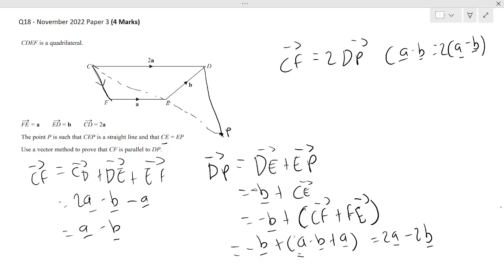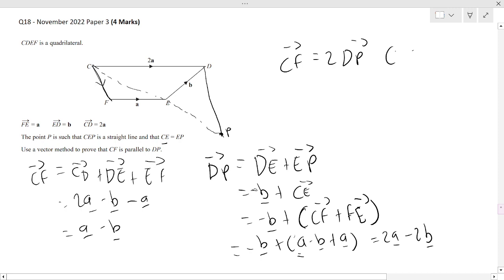CF is 2 lots of DP because A minus B is... No, sorry. Obviously that's not true. No, 2A minus 2B, the other way around, is 2 lots of A minus B. There we are. So obviously A minus B is CF, and 2A minus 2B is DP. So DP is 2 lots of CF. So CF is A minus B, so DP is 2 lots of that, so 2A minus 2B.